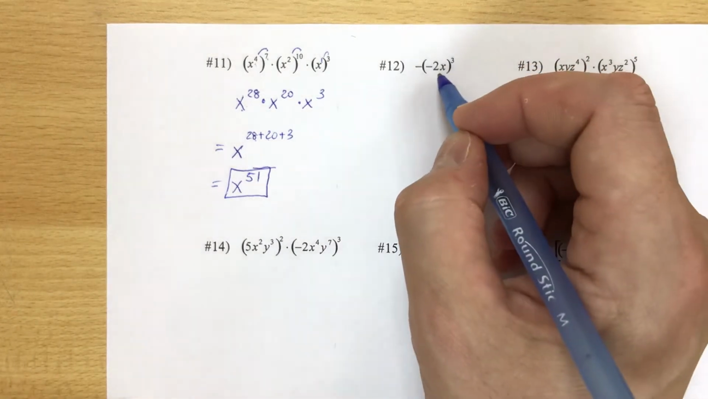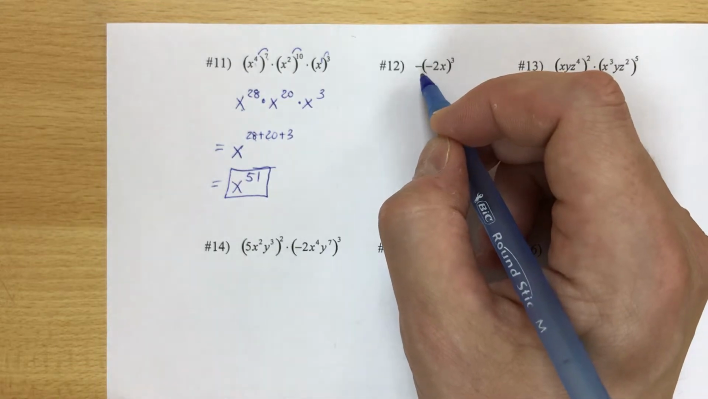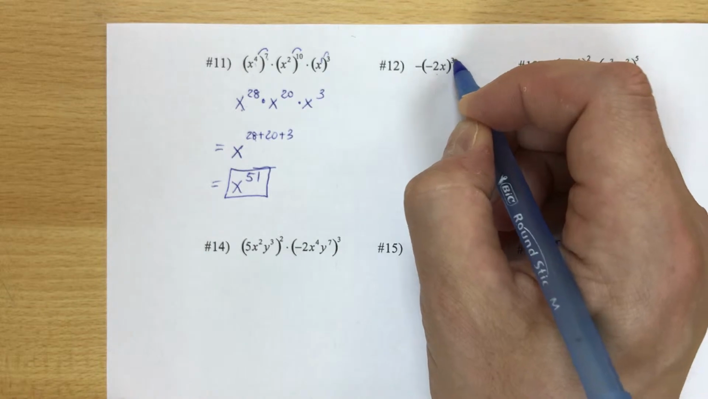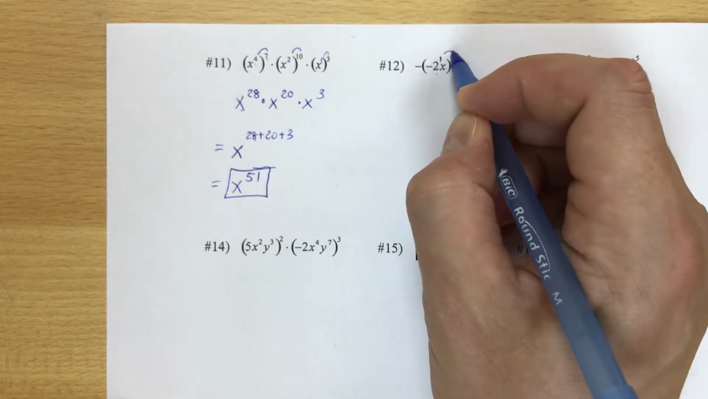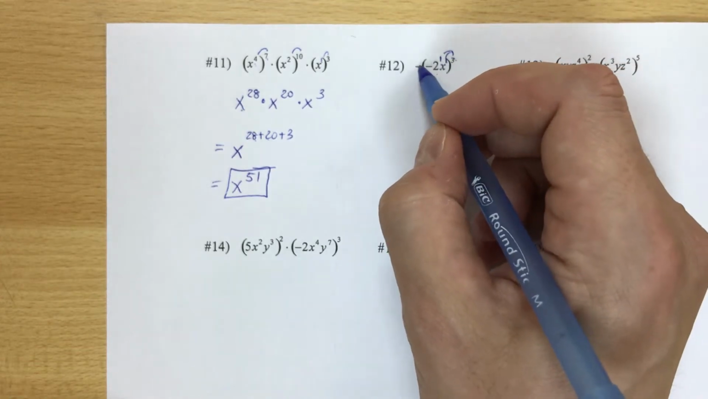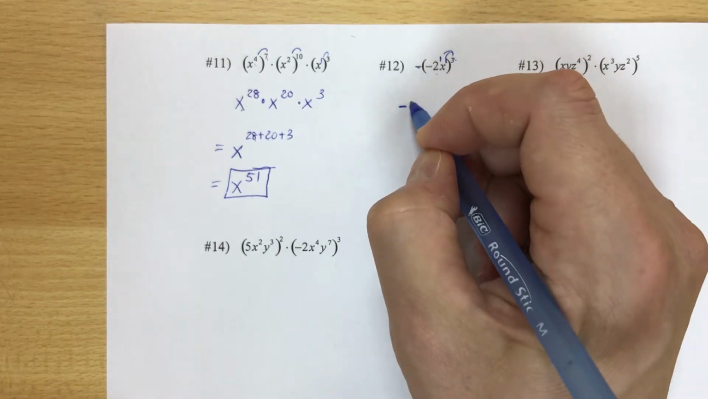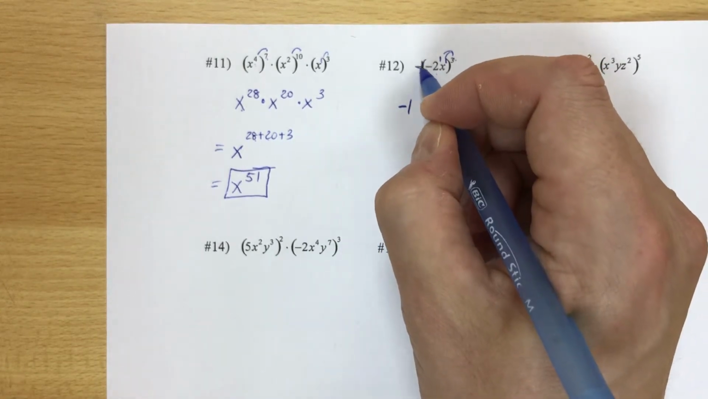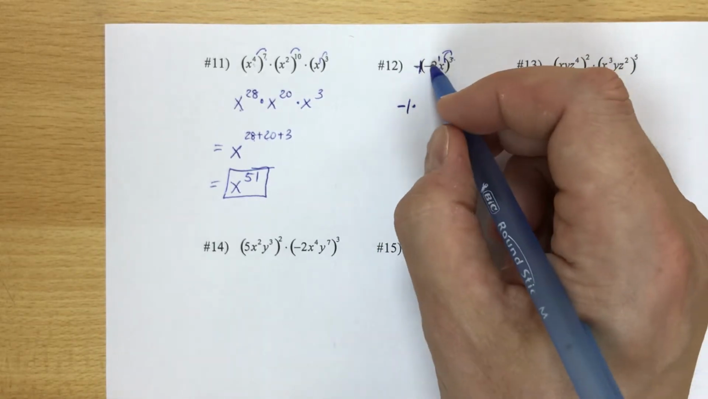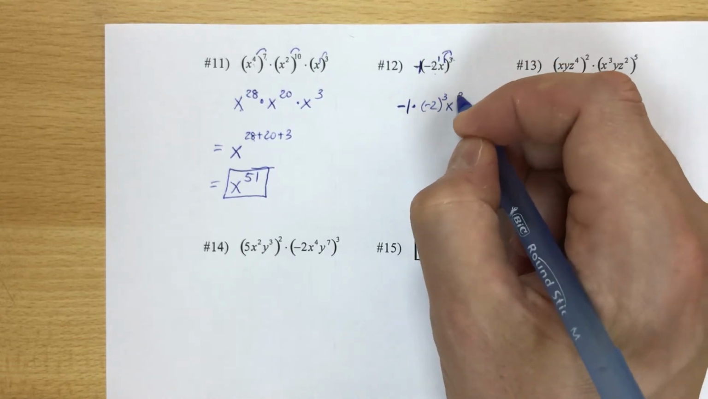Number 12. You have a negative on the outside, but we're not going to distribute that yet because we do parentheses, then we do exponents. So I'm going to distribute this 3 here, this outside exponent. So this negative is going to stay like it is. Actually, I'm going to write that that's a negative 1. If there's no number there, that means that's a negative 1. Times, this is negative 2 to the 3rd, x to the 3rd.